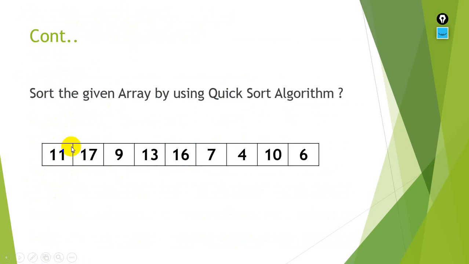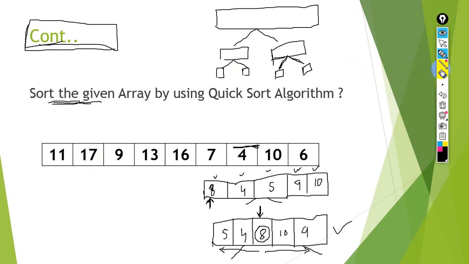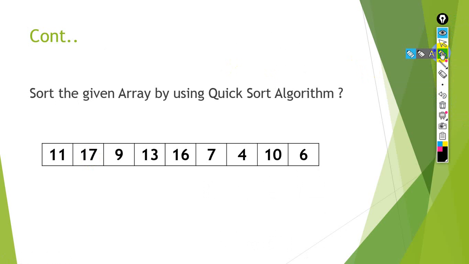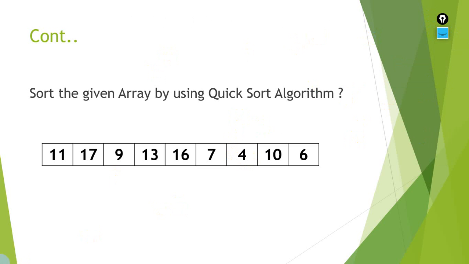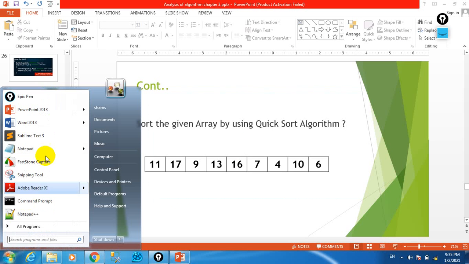So now first let me find the pivot, and then I will do partitioning in this. So let me write this array. Okay, this is an array. So now let me first take a pivot value, and then we will find the exact and actual position of the pivot value, and after that we will do partitioning. So now let me open notepad, and I will solve here.